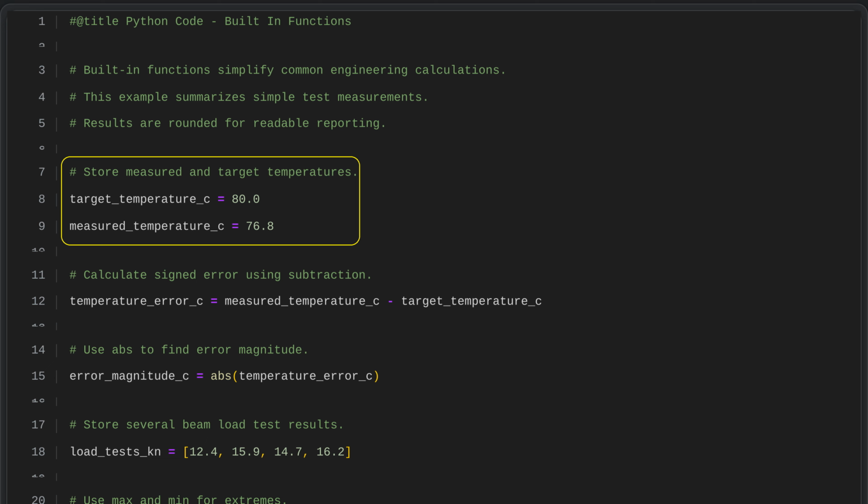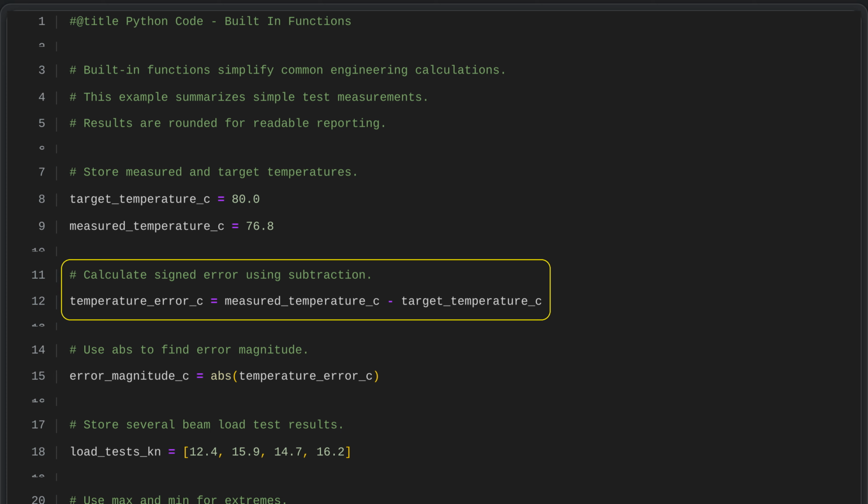The test stores a target temperature of 80 degrees Celsius and a measured temperature of 76.8 degrees Celsius. These two values are used to calculate how far the actual temperature is from the desired temperature. Calculate the signed temperature error by subtracting the target temperature from the measured temperature. This shows both how far the measurement is from the target and whether it is above or below it.